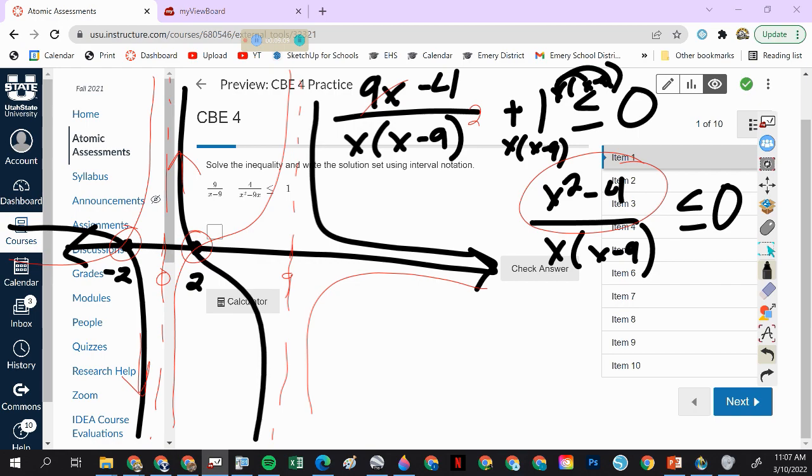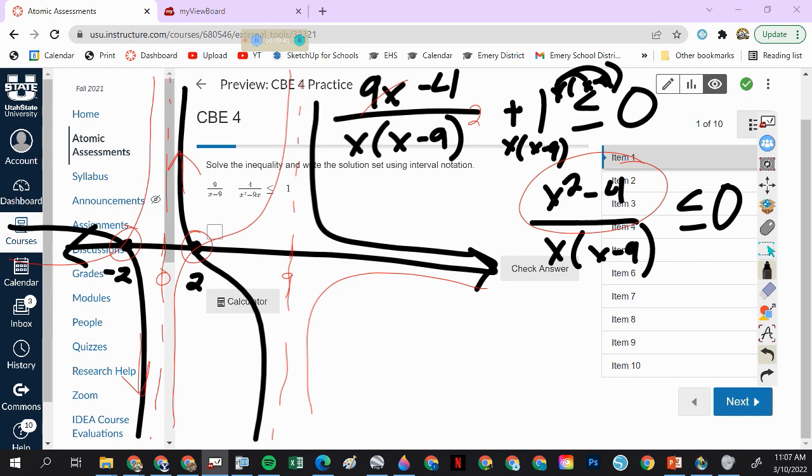How do we know if it's the black one or the red one? Well, pick a point. Any point except -2, 0, 2, or 9 will work. What would be a really easy number to plug in? 1. Now, when I plug in 1, what am I looking for? All I care about is, is it less than or equal to 0? Is it positive or is it negative? I don't care how big it is. Is it positive or is it negative?